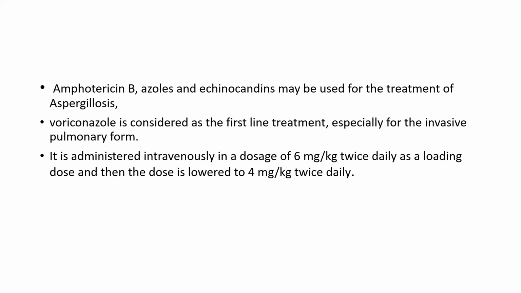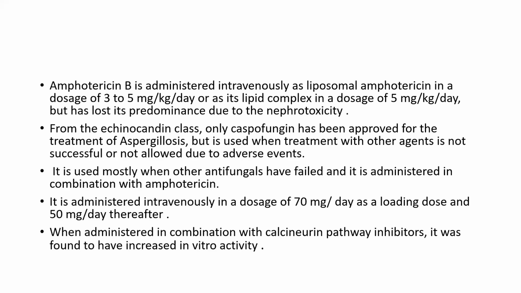Voriconazole is considered first-line treatment, especially in the invasive pulmonary form. It is administered in intravenous form in the dose of 6 mg per kg twice daily as a loading dose. Then the dose is lowered to 4 mg per kg twice daily. Amphotericin B is administered intravenously as a liposomal amphotericin in the dosage of 3 to 5 mg per kg per day, or its lipid complex in the dosage of 5 mg per kg per day. But it has lost its predominance due to nephrotoxicity.